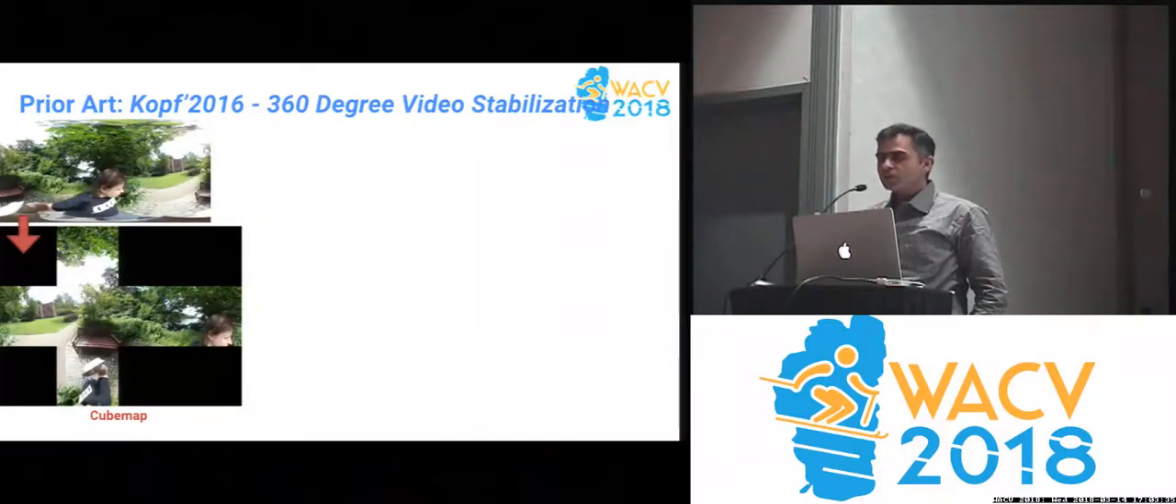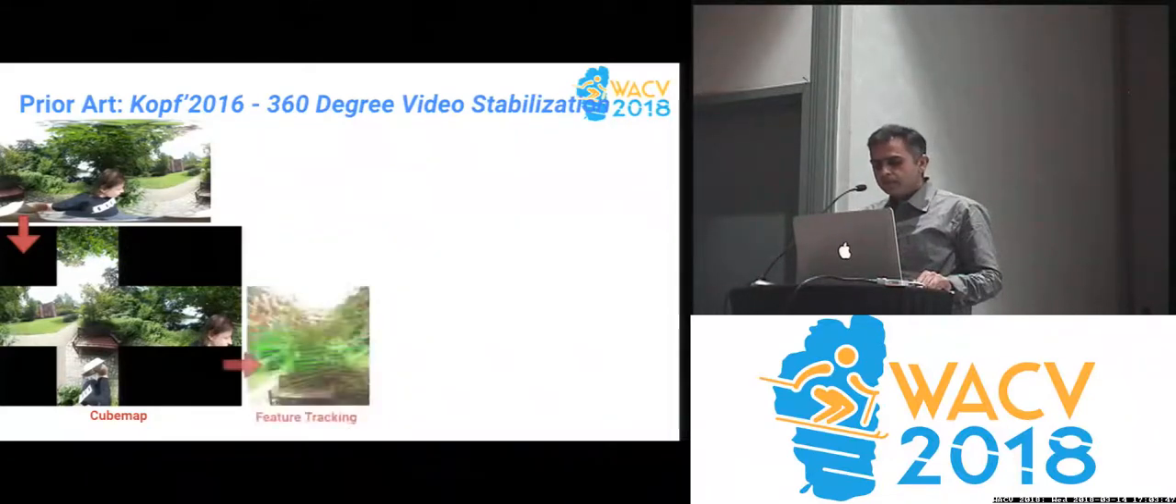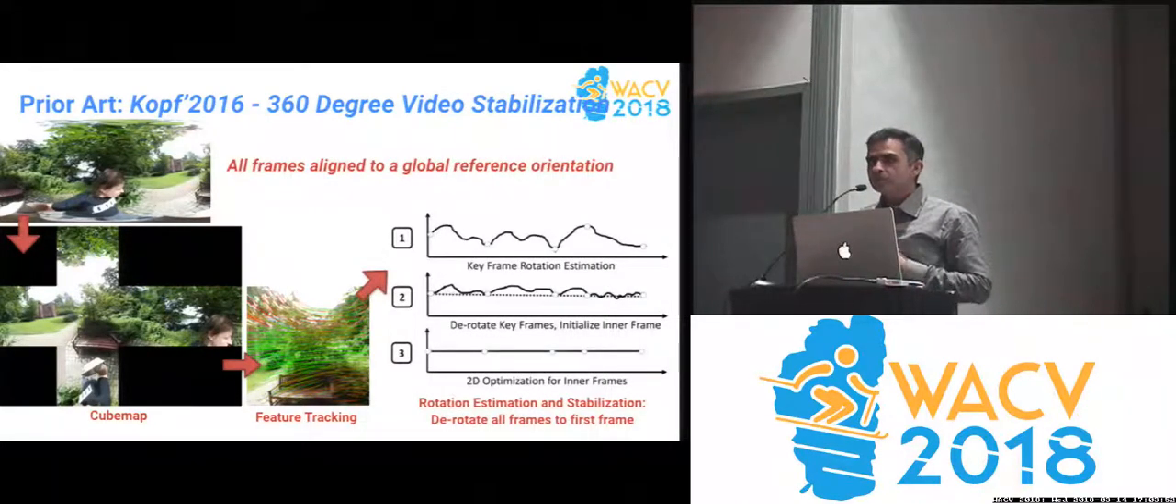And I'll start by talking about some prior art. So there's a paper by Johannes Kopf in 2016 on 360 stabilization, which starts with a cube map representation of the 360 video, which is helpful for computing feature tracks, which are then fed into their system, where they first compute 3D rotations or orientations for each frame in the video. And that's one of their key contributions, but what I'll talk about is the stabilization part.